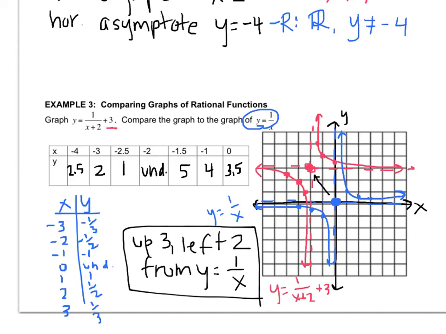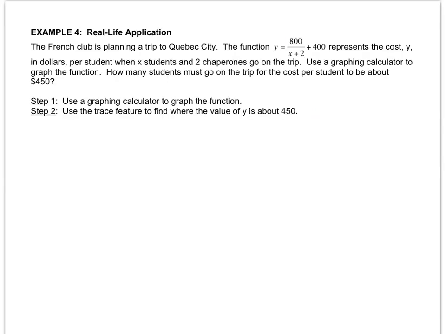All right, so example 4, I'm going to show you in class how to do these graphs in a graphing calculator. So if you have any other questions, write them down and I'll see you then.